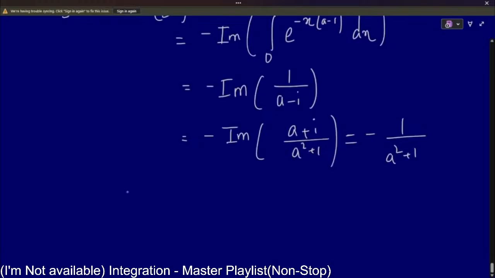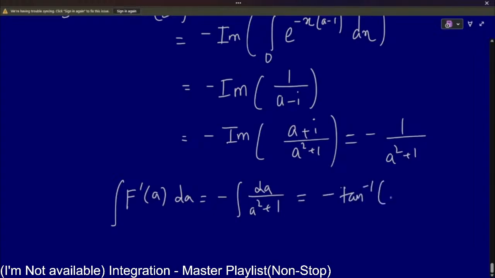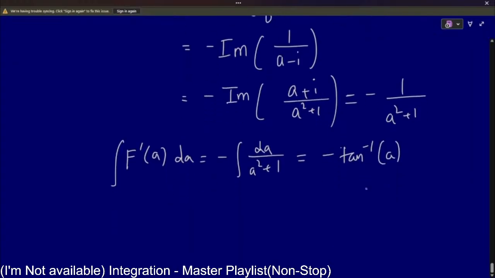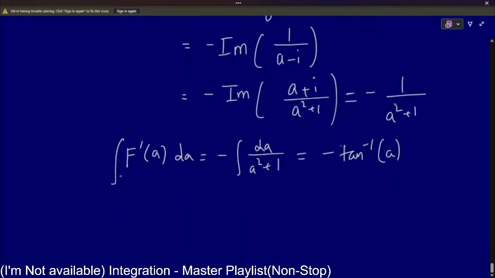And that is the value of f'(a). Now, if f'(a) is that, we can integrate f'(a) da, which equals, remember that a is a parameter and that is why this is possible, minus da upon (a squared plus 1). What does this get us? This gets us minus tan inverse a, the antiderivative of 1 upon (a squared plus 1). And on the left hand side, we get f(a). The fundamental theorem of integral calculus tells us that obviously we can apply limits here as well.